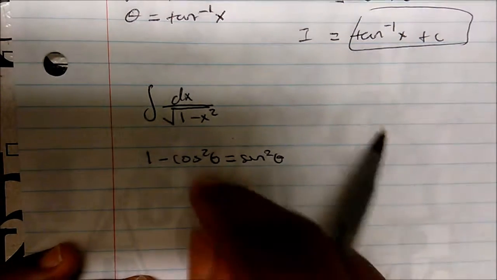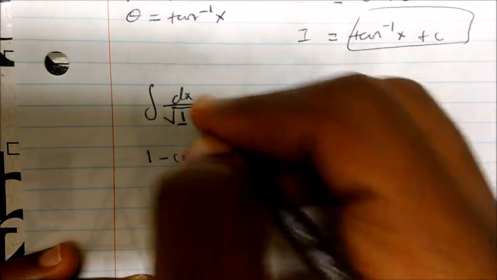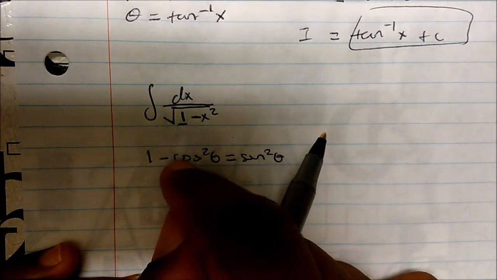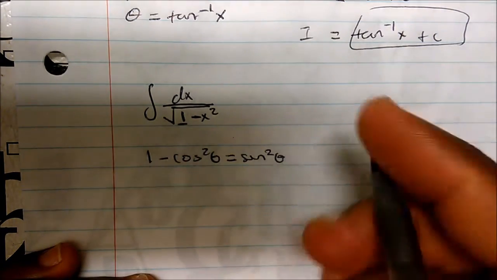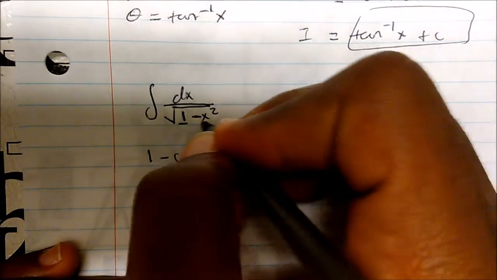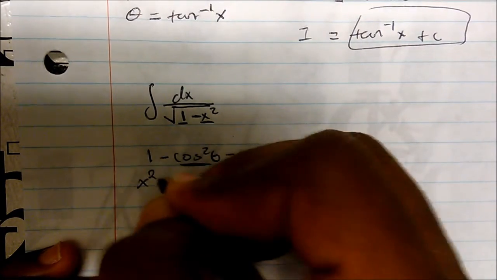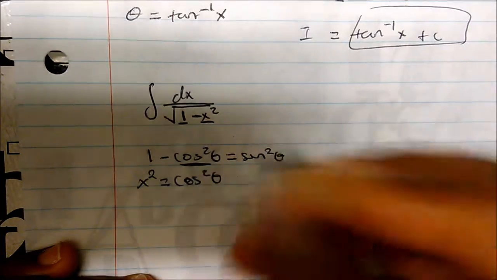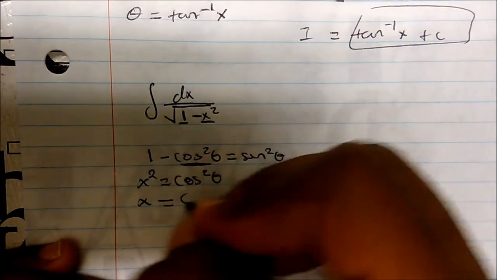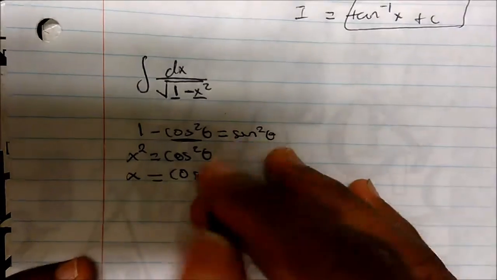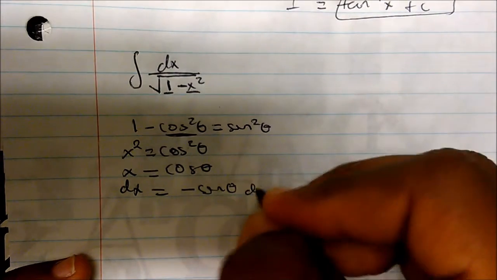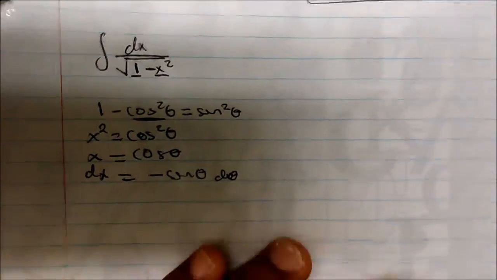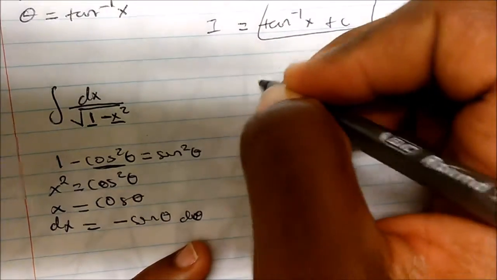And so if I look at this, because this is 1, I literally have to change nothing in my identity. And so we know that cosine squared of theta maps to x squared. And so if that is true, then we could set them equal to each other. And so taking the square root on both sides, I get x to be cosine of theta. Okay, now I have x, I need to find what dx is. So if I take the derivative, the derivative of cosine of theta is a negative sine of theta d theta. Okay, and so now that I have dx and x, I could just rewrite my integral.